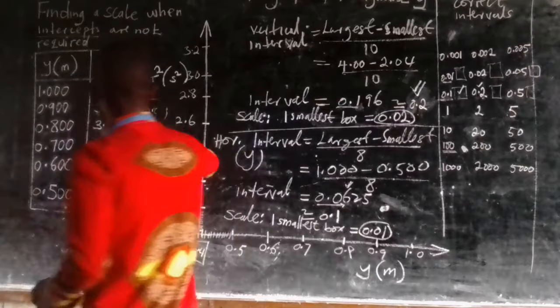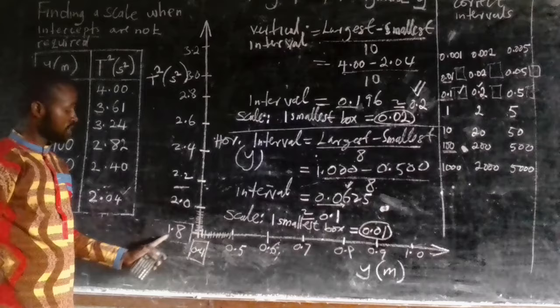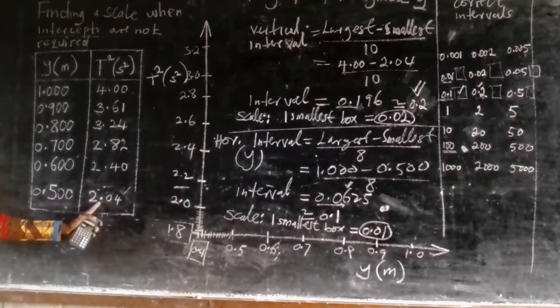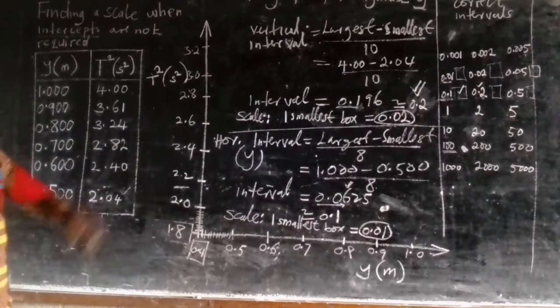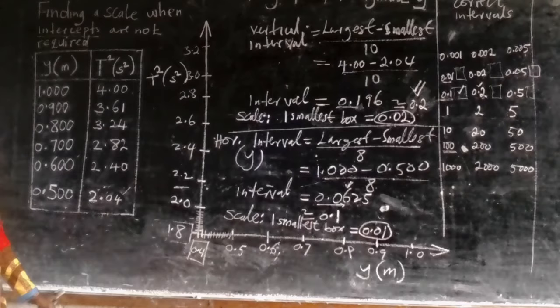I have another way on how you can get to the starting point. Because here we have said it has to be smaller than this, like on vertical, and it has to be divisible by what? By the scale of that axis. The scale, I'm meaning the value presenting one smallest box here, which I got as 0.02. Even here, that's what I said, minding that we are dealing with a question where intercepts are not required. Yes, that is true. But I have another way.